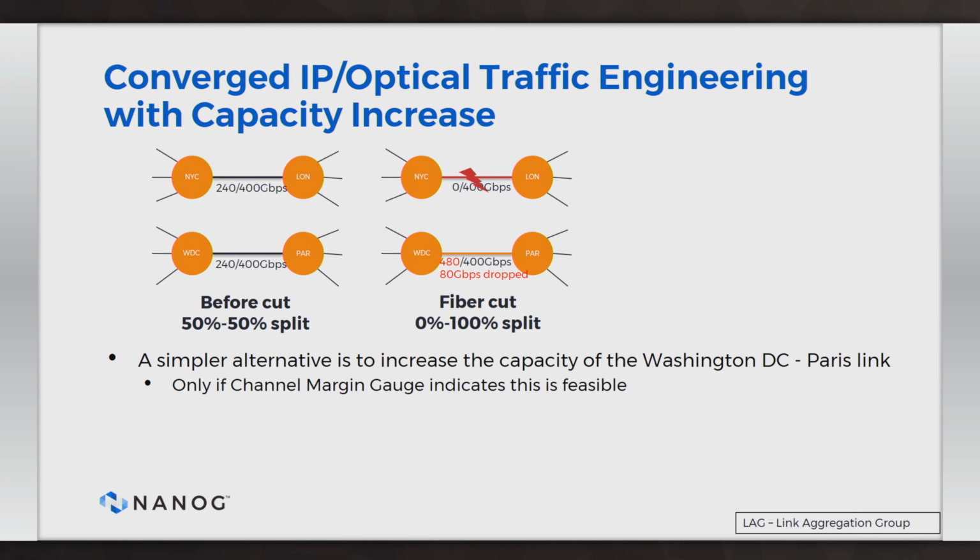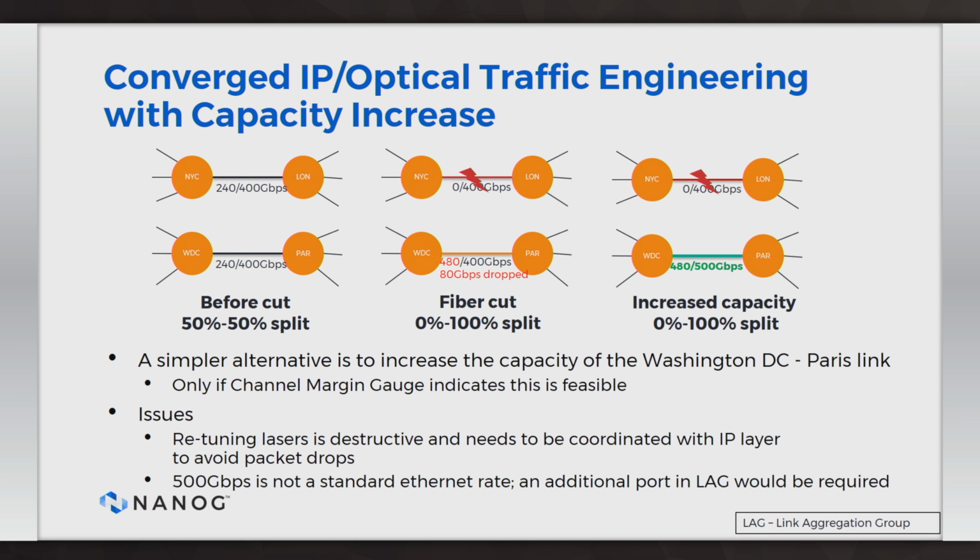In the second example, after the fiber cut, we have congestion on the Washington to Paris link, and we are dropping packets. Why not try to bring up the capacity of that? You can look at the channel margin gauge and see what the SNR values currently are. If it allows it, you can bring it up at the 500 gigabit per second rate. You don't have to restore the other one. You're still not dropping. It's not ideal because it's very congested, but it's not dropping packets at least. The day is saved, and you can actually do this.